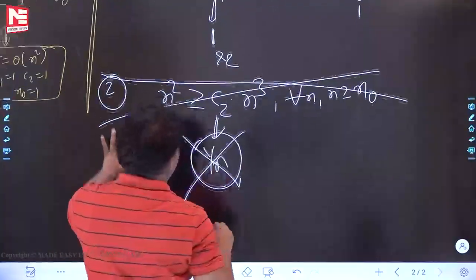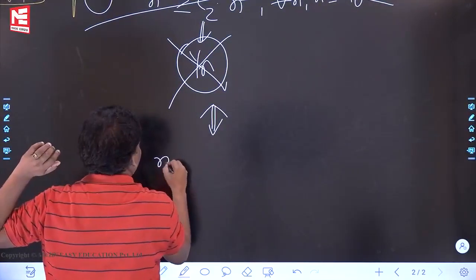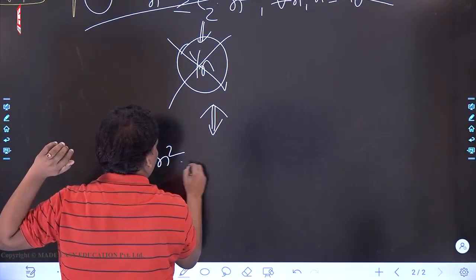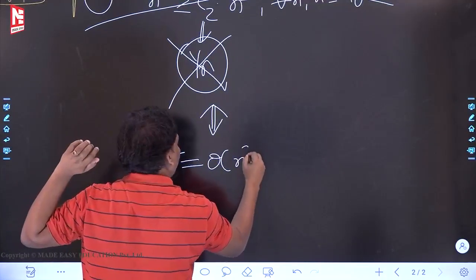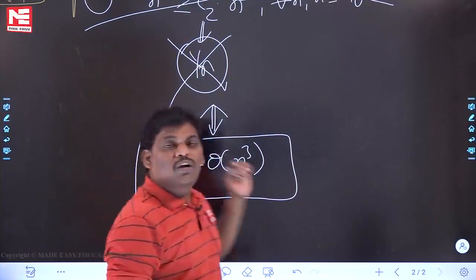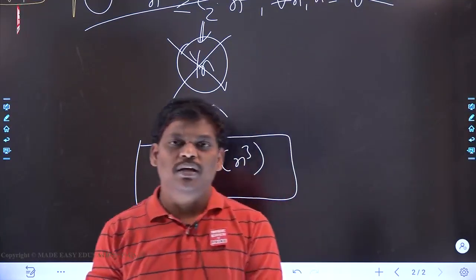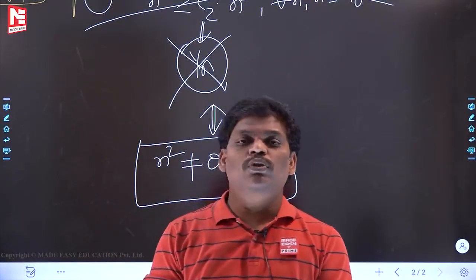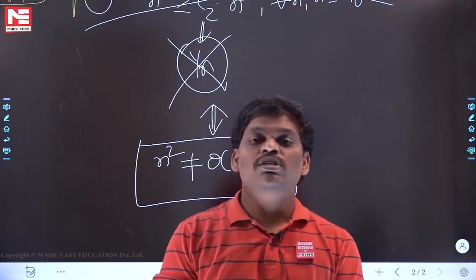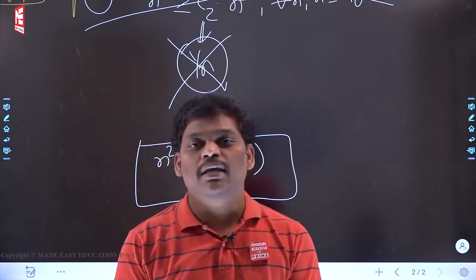So finally, what is the conclusion? See the final conclusion. N square is equal to theta of n cube? Not possible. So what is the meaning of theta? The meaning of theta is: using a constant prove that left is bigger sometimes, and using a constant prove that right is bigger. These two constants need not be the same.